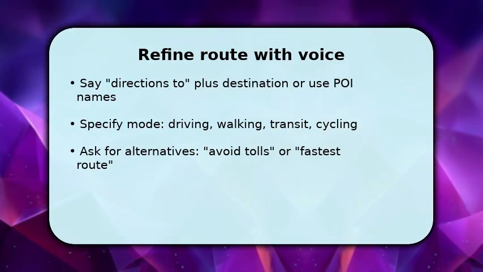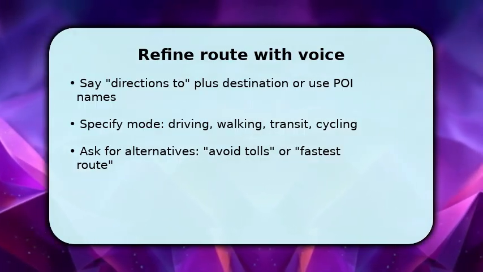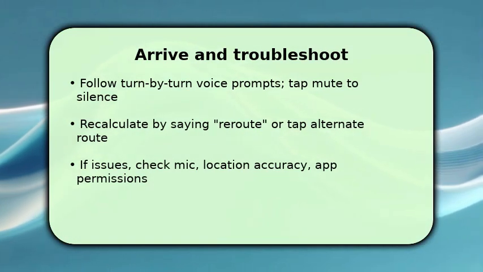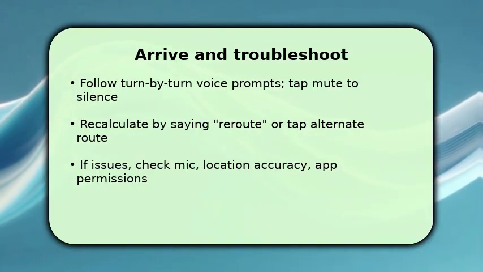If traffic appears heavy, ask for alternative routes aloud and choose the best balance of time versus distance. As you travel, follow Google Maps turn-by-turn voice prompts. They announce lane guidance and exits so you can focus on driving.